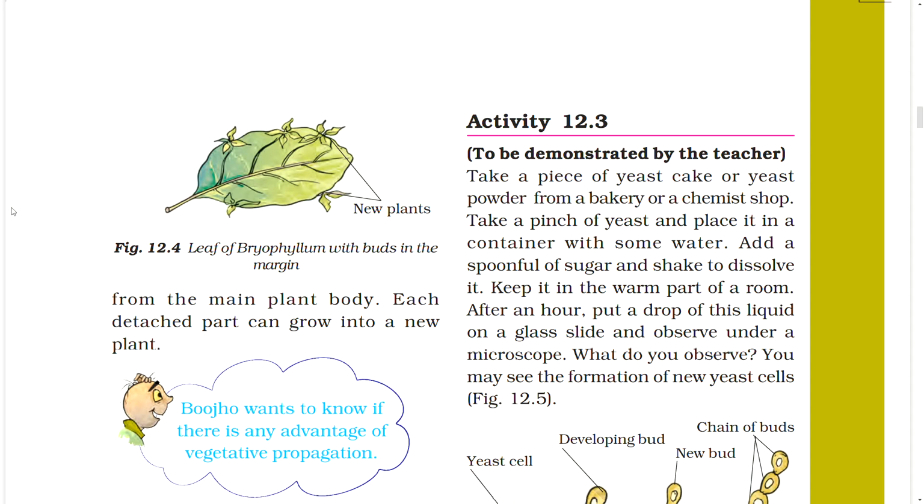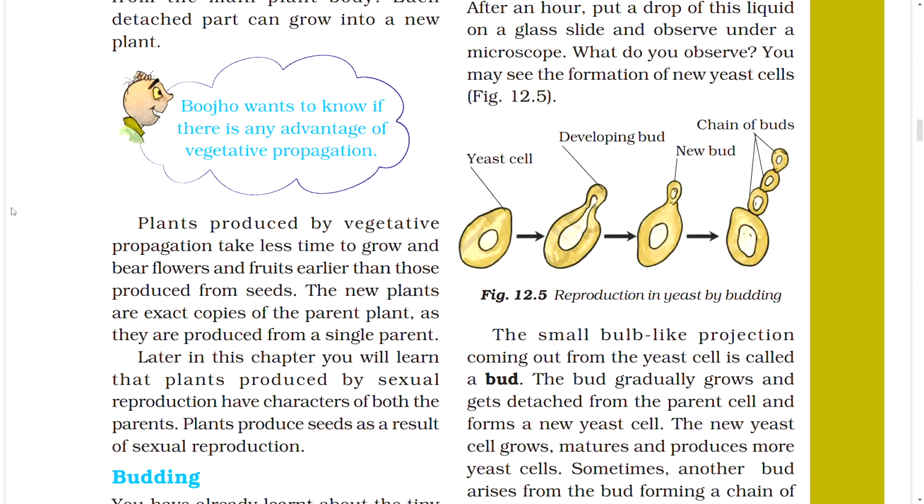Boojho wants to know if there is any advantage of vegetative propagation. Plants produced by vegetative propagation take less time to grow and bear flowers and fruits earlier than those produced from seeds. The new plants are exact copies of the parent plants, as they are produced from a single parent. Later in this chapter, you will learn that plants produced by sexual reproduction have characters of both the parents. Plants produce seeds as a result of sexual reproduction.